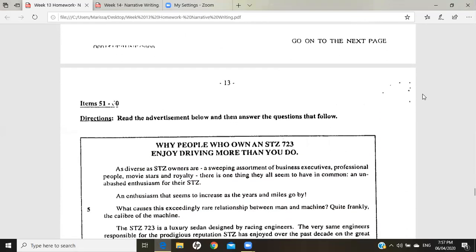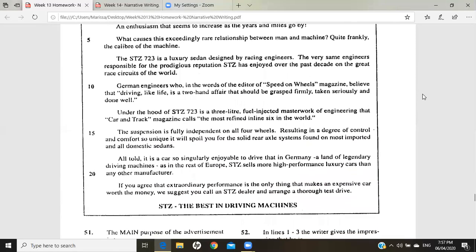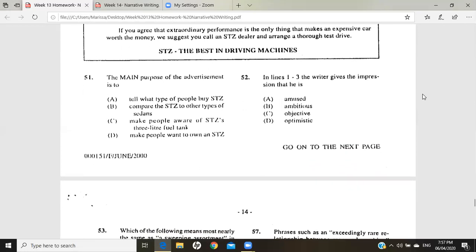Okay. And the last section was this advertisement when they were talking about why people who own an STZ723 enjoy driving more than you do. So they were basically talking about what? They were talking about a luxury vehicle. Miss, excuse. Yes. The answer for 50 was B, right? Yes, the answer for 50 was B. Thanks. You're welcome.